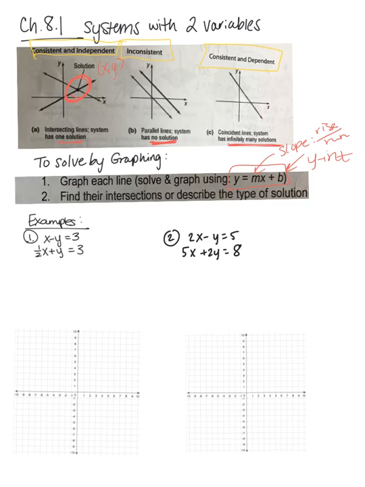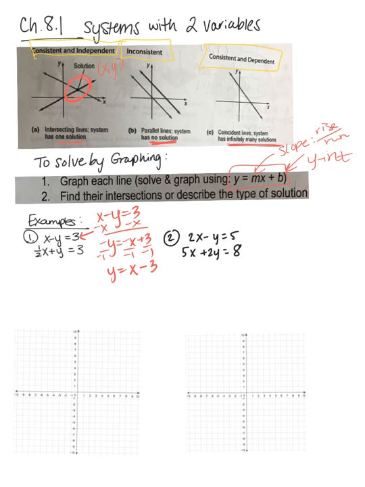All right, so in this first example, I'm going to need to solve them for y first. So I'm going to solve this first equation. I'm going to have x minus y equals 3. I'm going to move that x to the other side. And then I'm going to divide by a -1. Remember, dividing by -1 just changes all of my signs. So I'm going to have x minus 3.